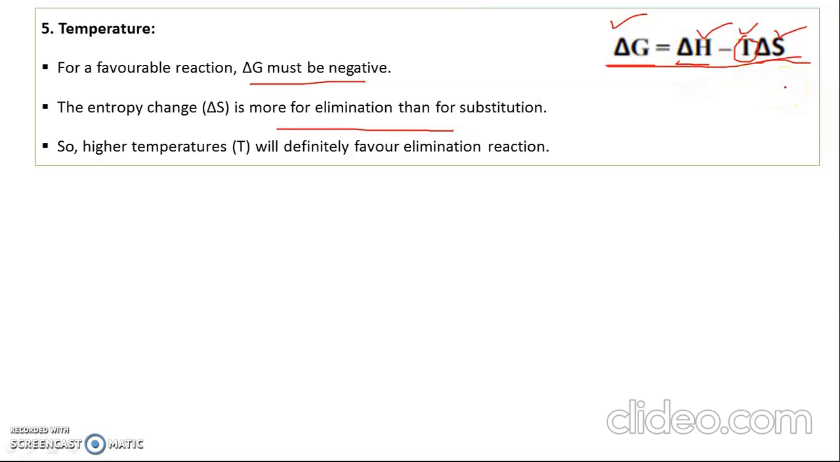Now as del S is already high in case of elimination, and if you are increasing the temperature, after this multiplication, this value will be very high. That means there is already a negative sign, and if the value is very high, even if suppose del H is not very favorable, suppose it is positive, this term is so negative that it will overcome the less favorable del H, so ultimately del G will be negative. So high temperature will definitely favor elimination reaction over substitution.